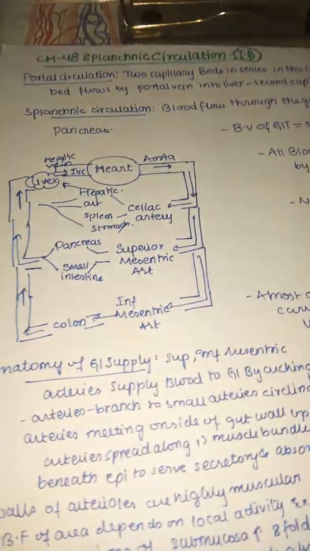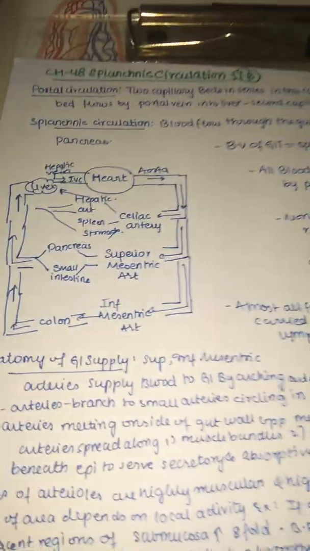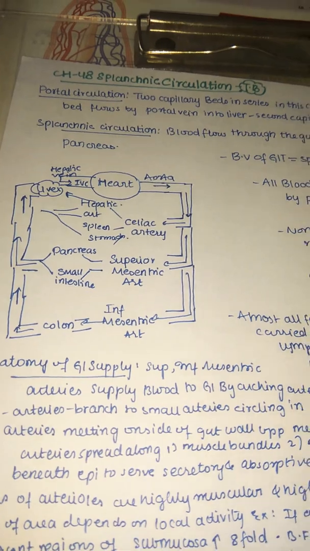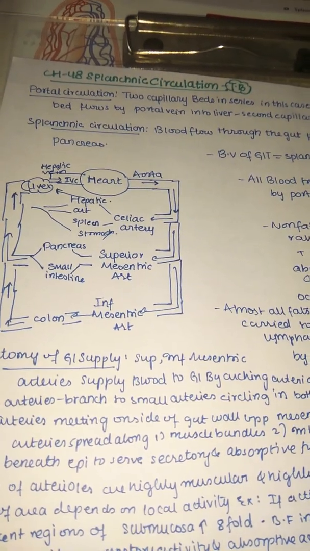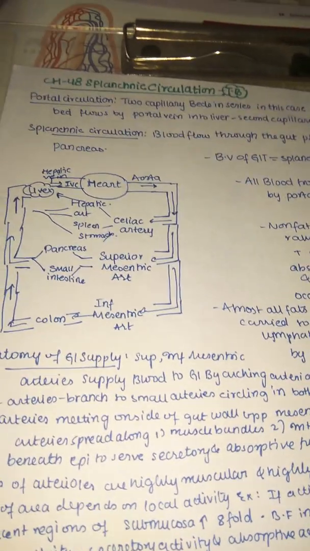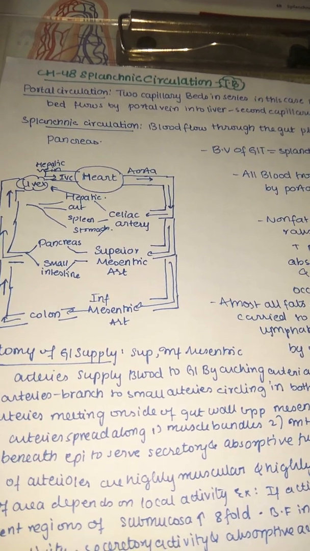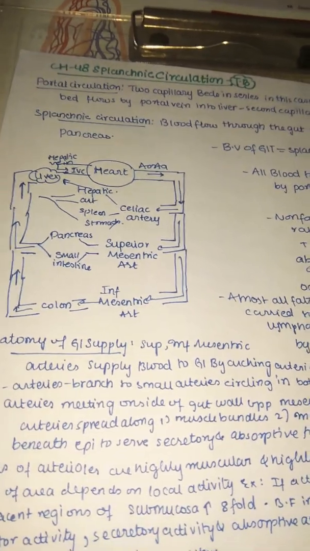Back to our channel, we are in our chapter 48, that is splanchnic circulation. So first we need to understand this meaning, what is splanchnic circulation. Splanchnic here means the blood supply which is going to our GIT. So that is the meaning of splanchnic circulation.